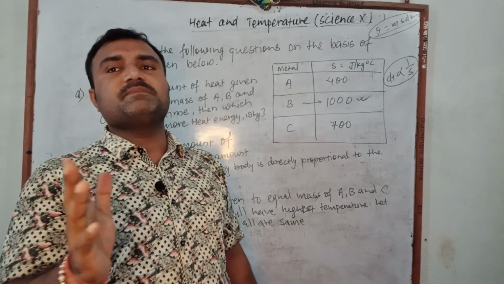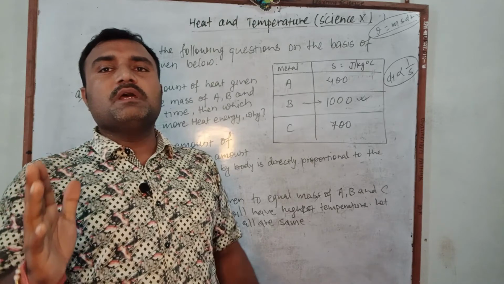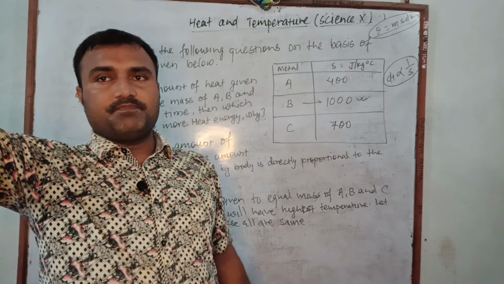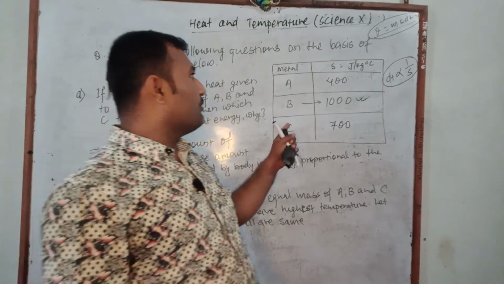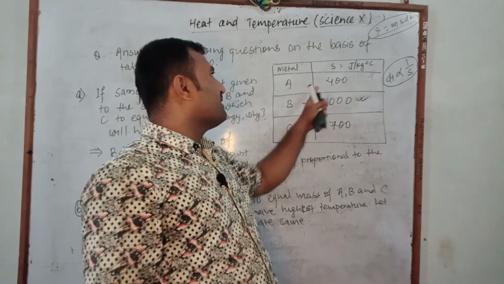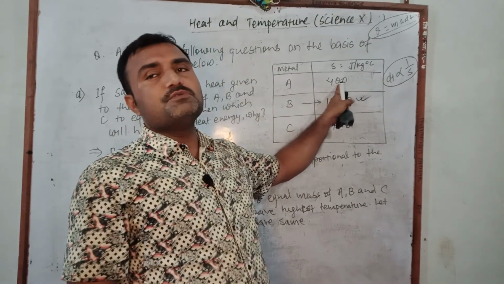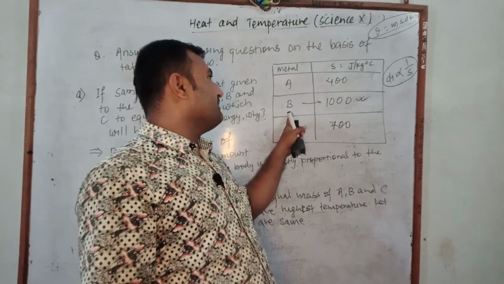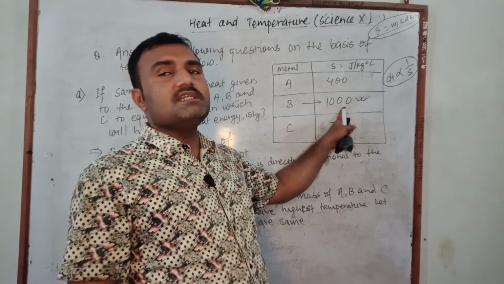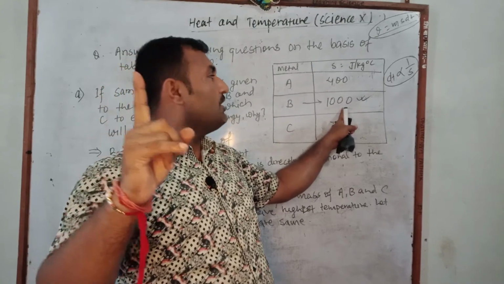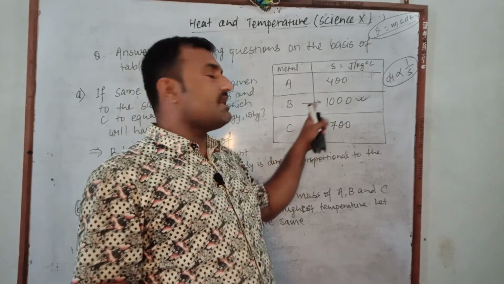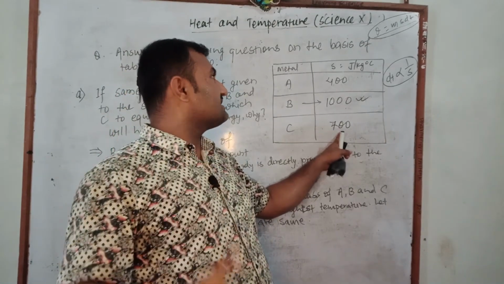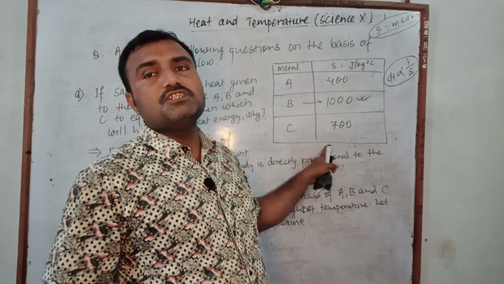Because it has low specific heat capacity, and therefore by less gain of heat energy its temperature increases by 1 degree Celsius. When we compare among these three, when A got only 400 joule heat energy, then its temperature increases by 1 degree Celsius. B gets 1000 joule heat energy, then only its temperature increases by 1 degree Celsius. C gets 700 joule heat energy, then only its temperature increases by 1 degree Celsius. And therefore, which needs less heat energy to increase temperature?